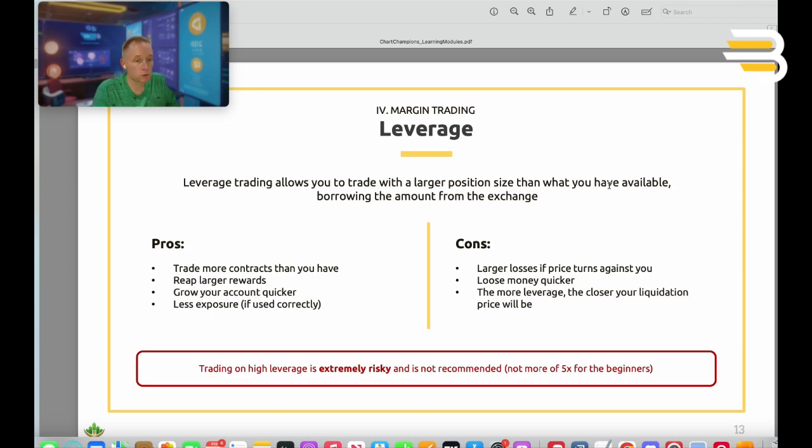Leverage trading. Leverage trading allows you to trade with larger position size than what you have available, borrowing the amount from the exchange. What are the pros and the cons? We've talked briefly a little bit about some of the cons. Obviously the pros, you get to trade more contracts than you have. You reap larger rewards when you're right. You can grow your account quicker. You have less exposure if used correctly.